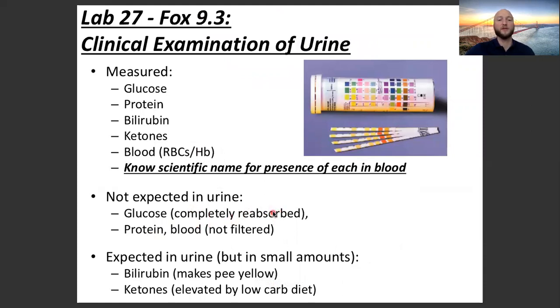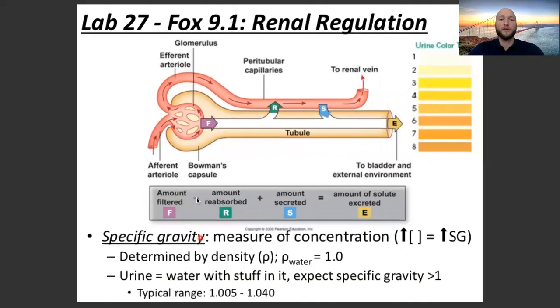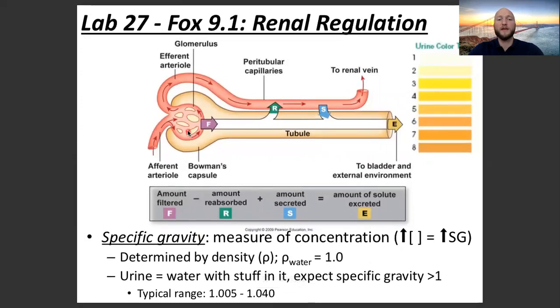It's filtered but completely reabsorbed. Protein in blood, we do not expect to have protein in our urine. Protein in blood never leaves the glomerulus. They stay within our plasma and go into the peritubular capillaries and back to the renal vein. Protein and red blood cells under normal circumstances go in the afferent arteriole to the glomerulus, into the efferent arteriole to the peritubular capillaries and back to the renal vein. They never enter the tubule system.